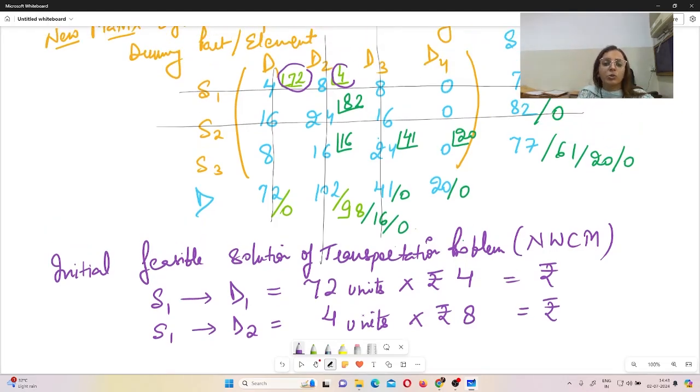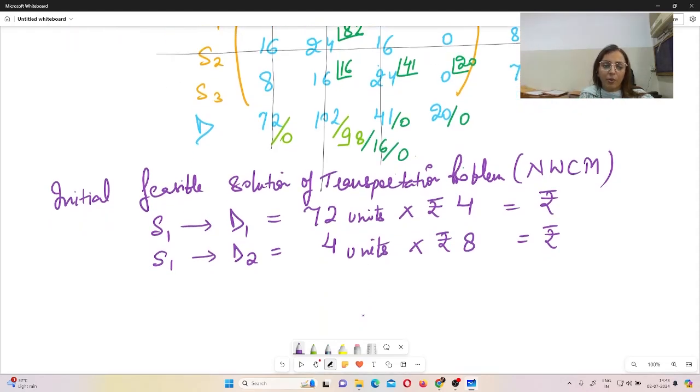Now we come to the S2 supply. Check it. Yes, from S2 we are supplying to D2. How many units have we given to D2? 82 units, right? Have a look at this. It is 82 units, allotted at a rate of rupees 24. So 82 multiplied by 24, the value will come up over here.